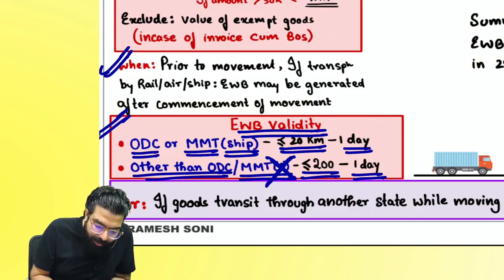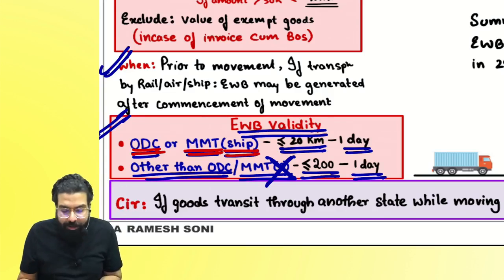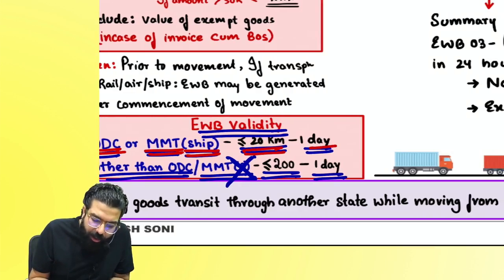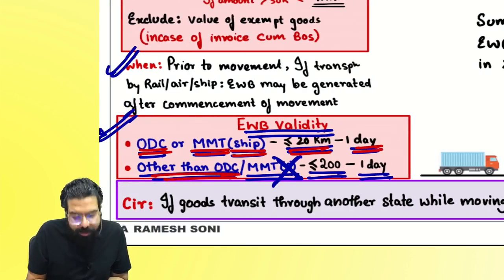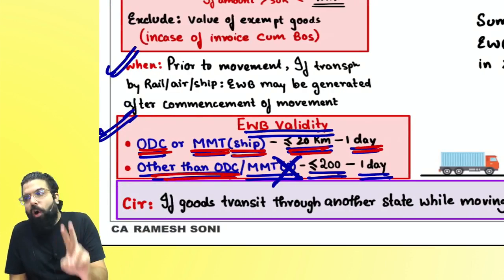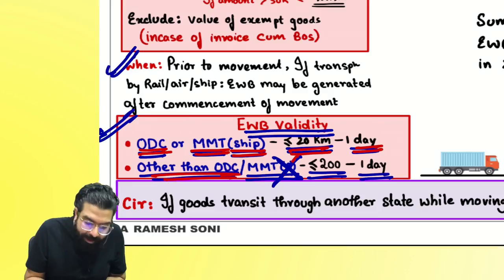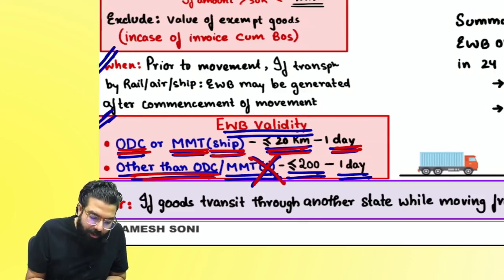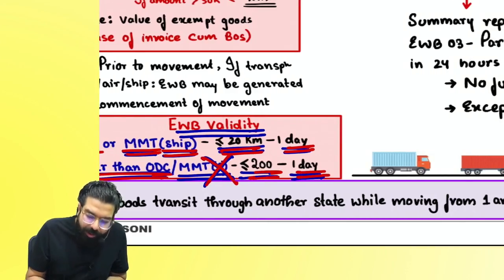You have to write it like this: overdimensional cargo or multimodal transportation where ship is involved, then it is less than or equal to 20 kilometers, 1 day. Other than overdimensional cargo means normal truck or a multimodal transportation where ship is not involved, then it is always less than or equal to 200 kilometers, 1 day.